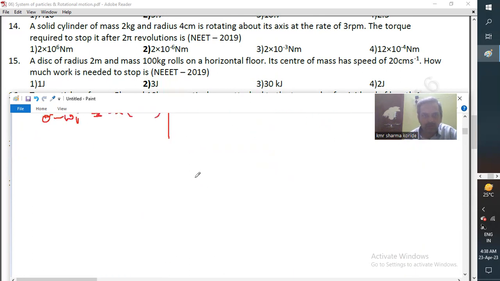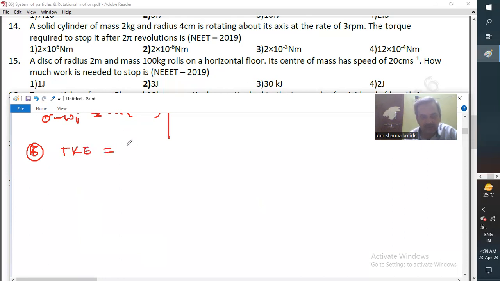Moving to question number 15. This was given in 2019. A disc of radius 2 meters and mass 100 kg rolls on a horizontal floor. Its center of mass has a speed of 20 centimeter per second. How much work is needed to stop it? So it has rolling motion, which means it possesses total kinetic energy.